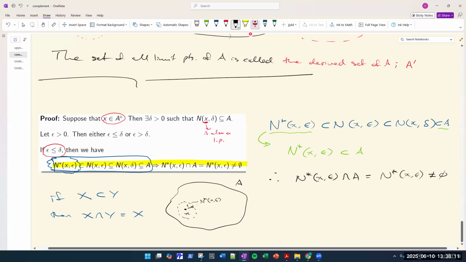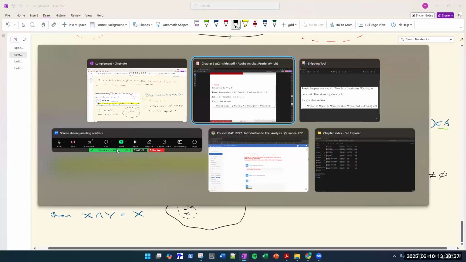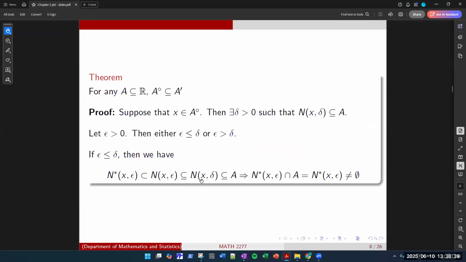So what did we show? We showed that if epsilon is less than delta, then the deleted neighborhood around that point, intersection A, is non-empty. In other words, X is a limit point of A, and that is when epsilon is less than delta. Now we need to show what happens if epsilon is bigger than delta.